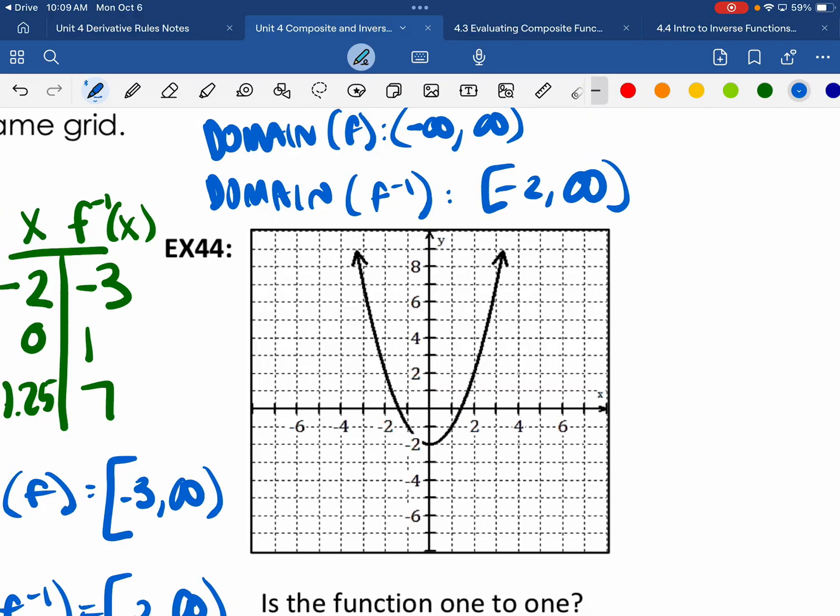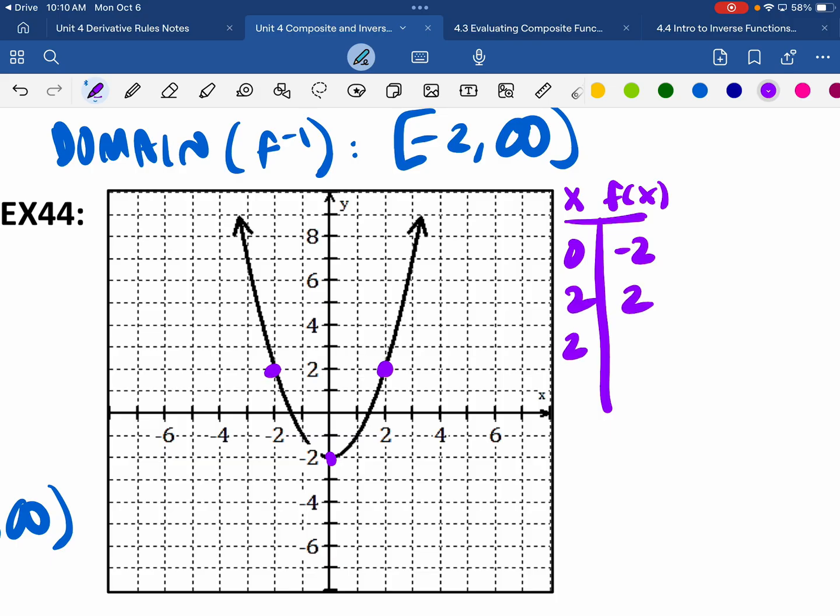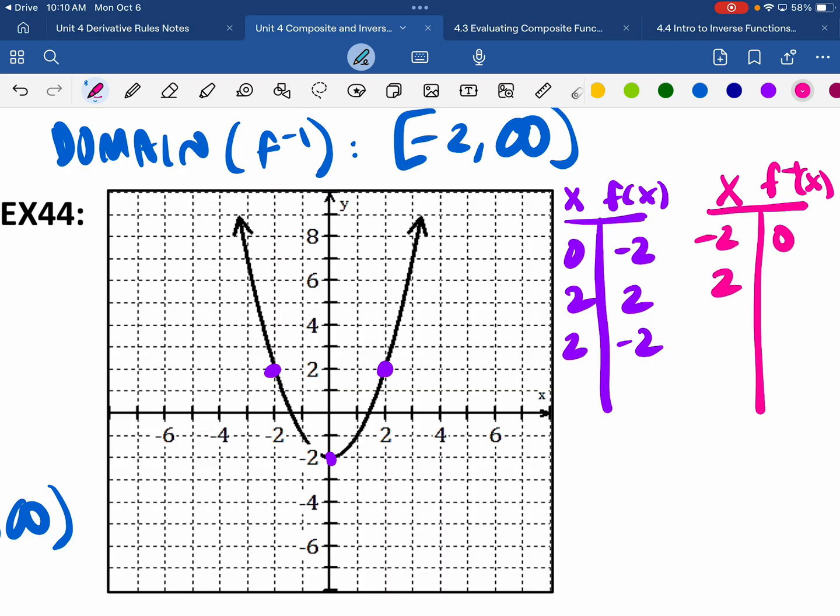All right, but let's figure out what the graph actually looks like. So I'm going to come up with some point values. 0, -2, 2, 2, and 2, -2. That's probably good. And then for the inverse, I'm going to flip it. So -2, 0, 2, 2, and -2, 2. Wait, hold on. There you go. I have my negatives in the wrong spot.